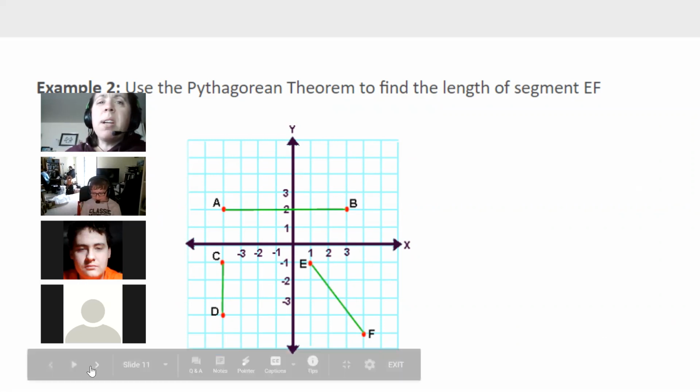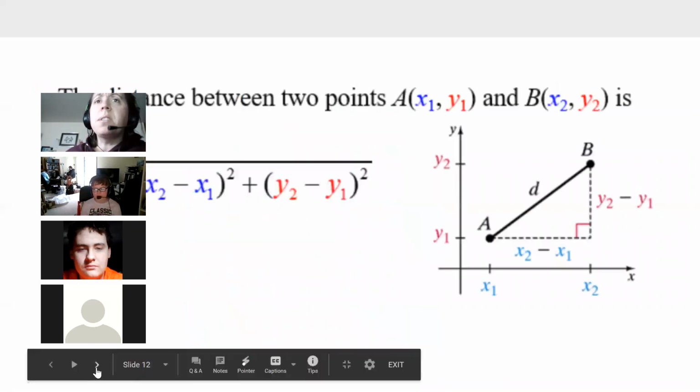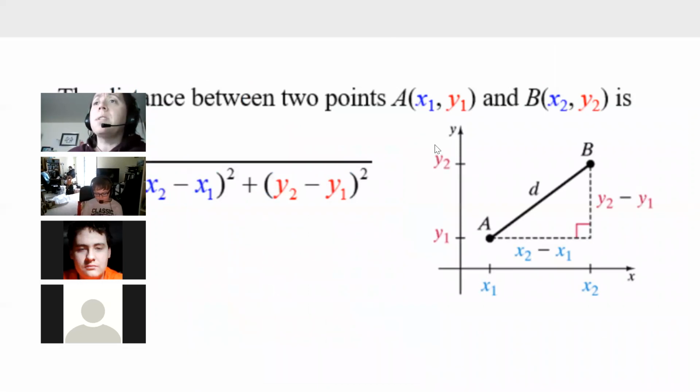Okay, so I think we already did this one actually. We did it on a different slide. So we'll practice with the distance formula for a sec. So here's the formula again. Does anybody need to copy that down?